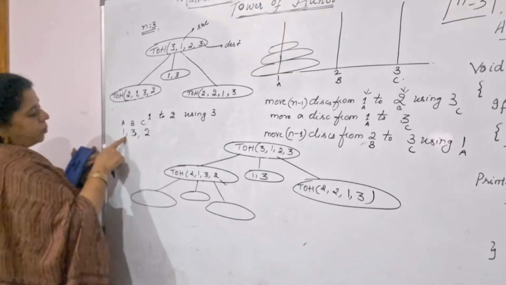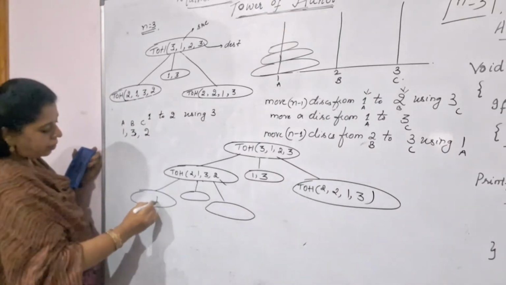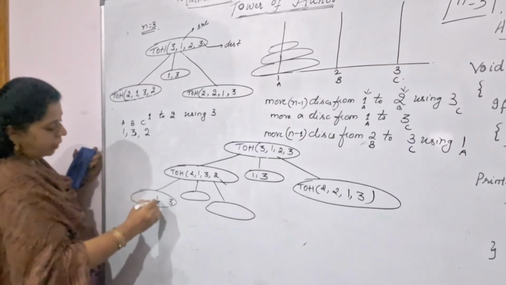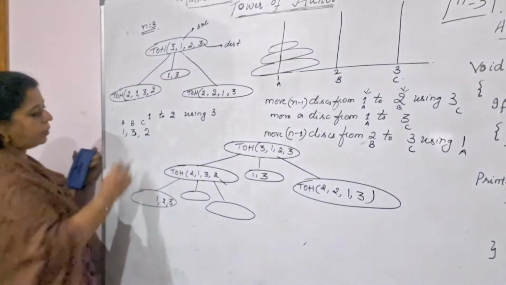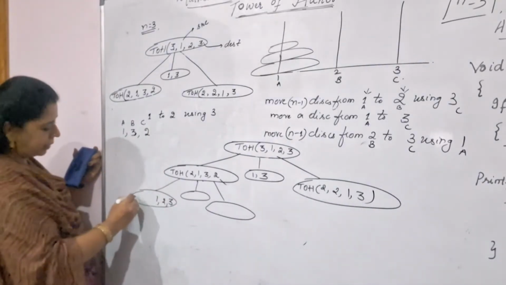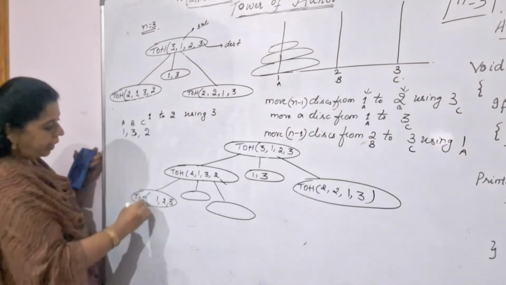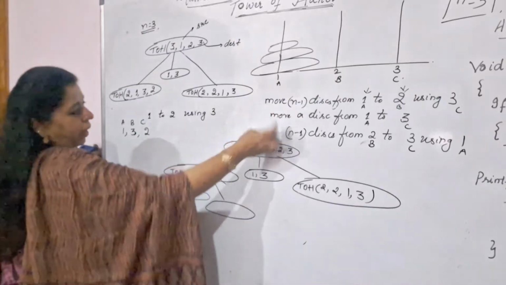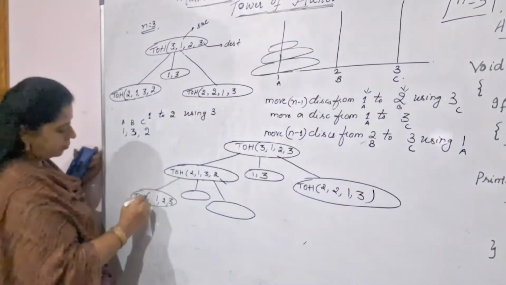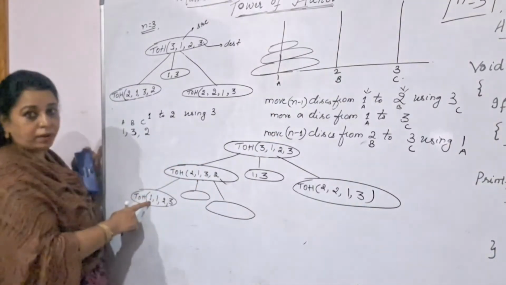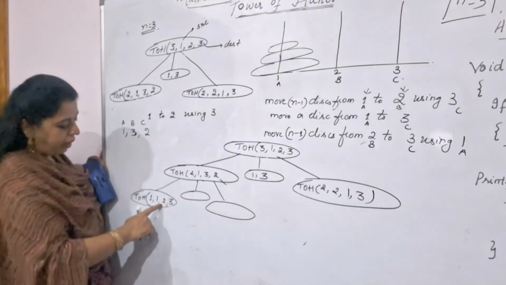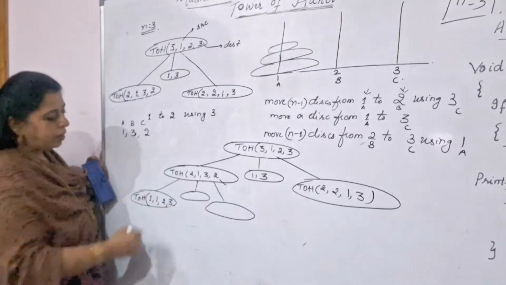A to B is what? 1 to 3. So your source is 1, and destination is 3, and the in-between tower is 2. This way you have to analyze and write down the parameters correctly. TOH, and the value of n is what? 2 minus 1, because next time it will become n minus 1. So 2 minus 1 is 1. So you are having n value 1, source tower 1, destination 3, and in between is 2.